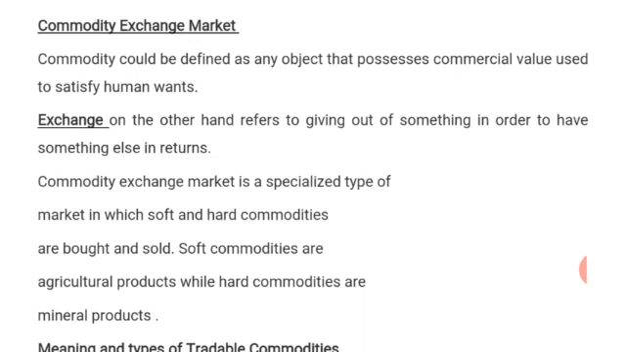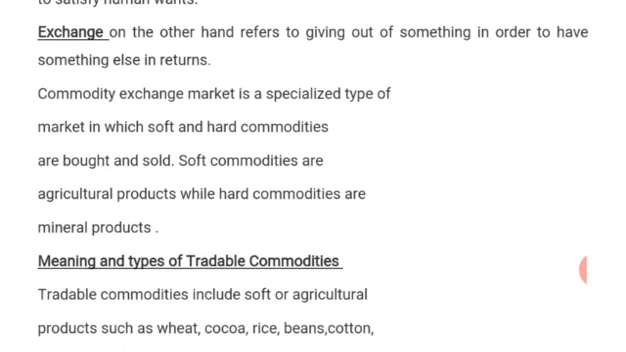So what do you mean by commodity exchange market? Commodity exchange is a specialized type of market in which soft and hard commodities are bought and sold. It's a specialized market because the commodities that can be bought and sold there must be those that cannot be easily differentiated. For example, if you go to our market to buy various items, we can easily differentiate them: I want to buy Bonvita, I want to buy Milo. You can easily differentiate them with their names. They are branded. But the commodities bought and sold in the commodity exchange cannot be easily differentiated. They are not branded, they don't have names.